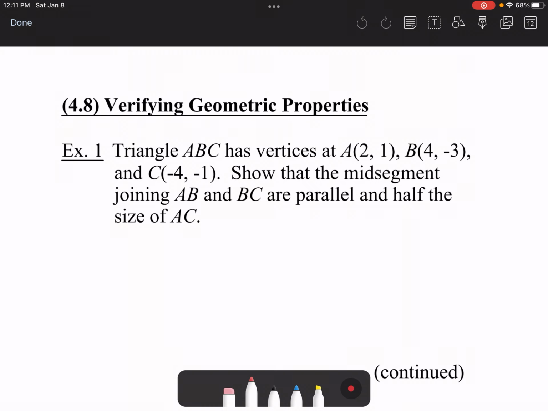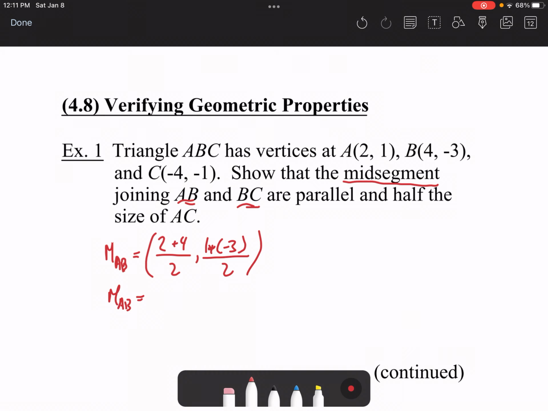So first of all, in order to find the mid-segment, remember that we've got to find two midpoints. They're specifically telling you the midpoints of AB and AC. So I want to calculate the midpoint of AB. I'm going to take these two values of A and B, add the X values, find the average, add the Y values, find the average. So 6 divided by 2 is 3. -2 divided by 2 is -1.